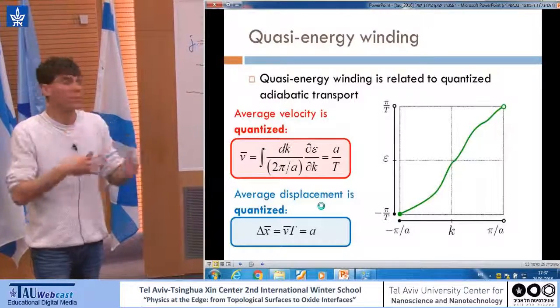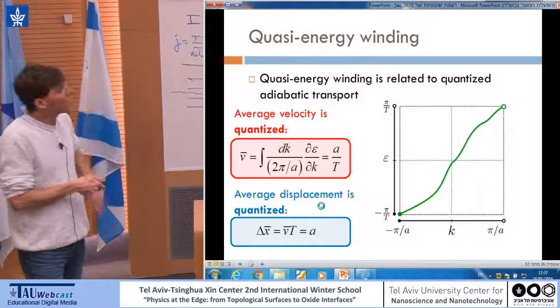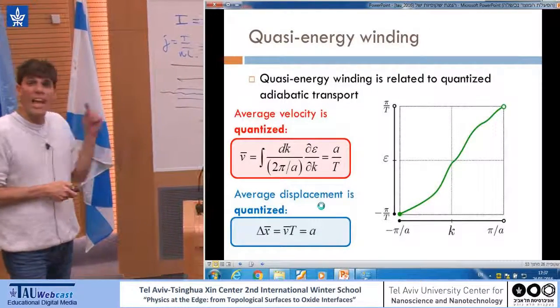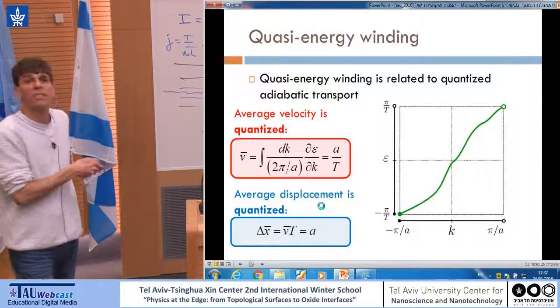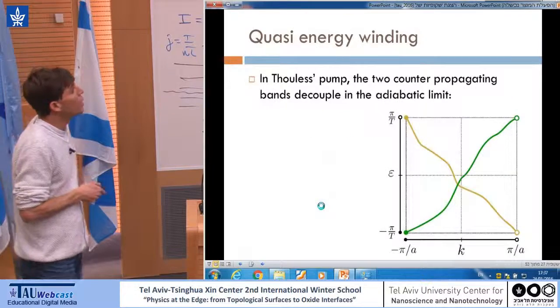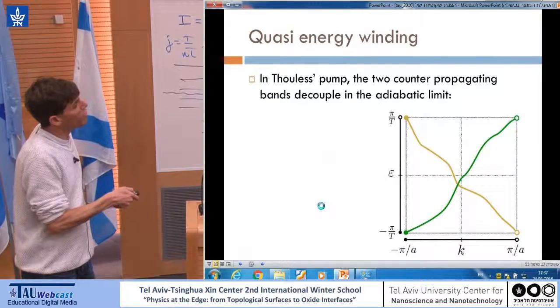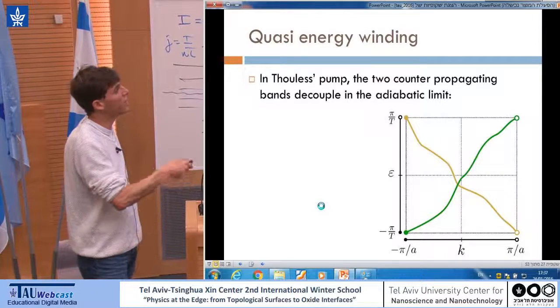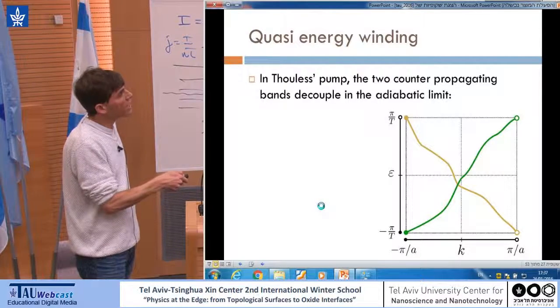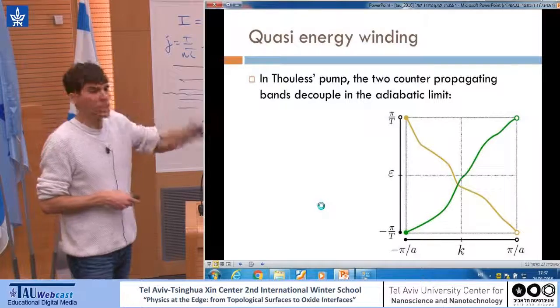However, you cannot find this band structure in a one-dimensional system, even if it's time-dependent. But I've shown you before that I could find this band structure on the edge of a two-dimensional system. As a standalone one-dimensional system, this band structure is not possible. What's possible is this type of band structure, which is the Floquet band structure of the Thouless pump. There is a right mover, there is a left mover, and there is an exponential splitting between them, which basically goes to 0 in the adiabatic limit.